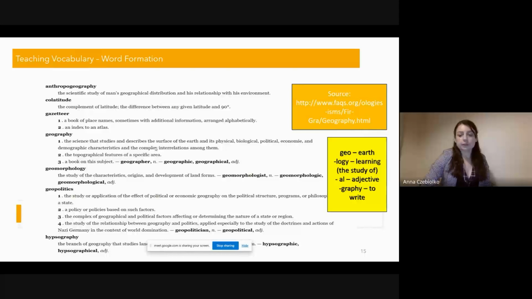Word formation, I think, is a very important aspect. When we teach vocabulary, when we present what prefixes and suffixes mean, students later can implement that knowledge and decode unfamiliar words because they already are aware of the meaning of prefixes such as geo or suffix logi. So we've got a definition that can be later transferred into other words as well.